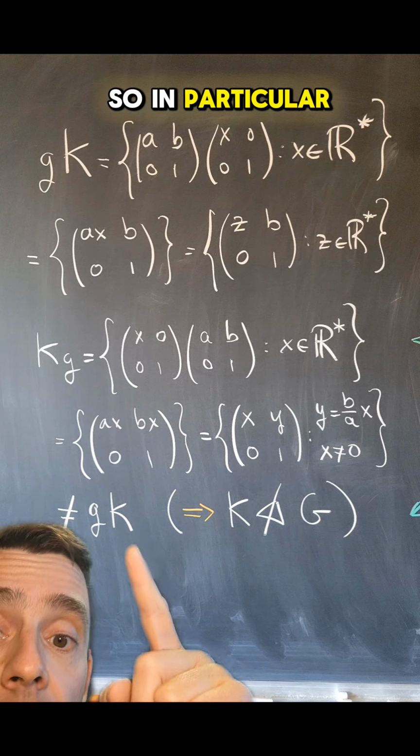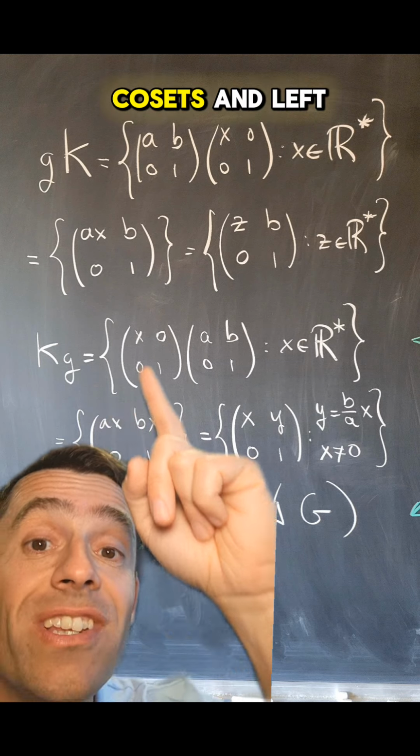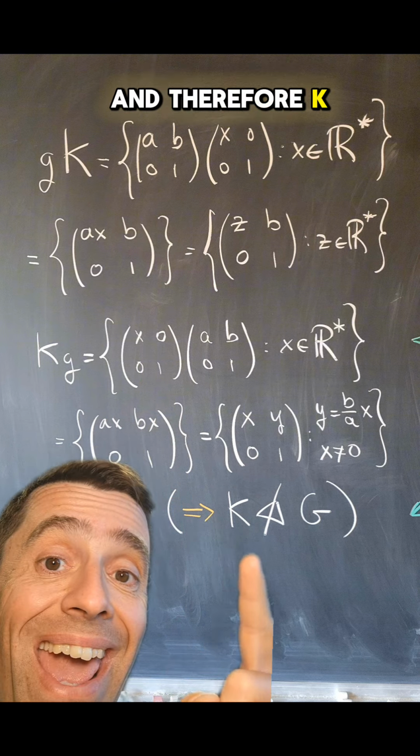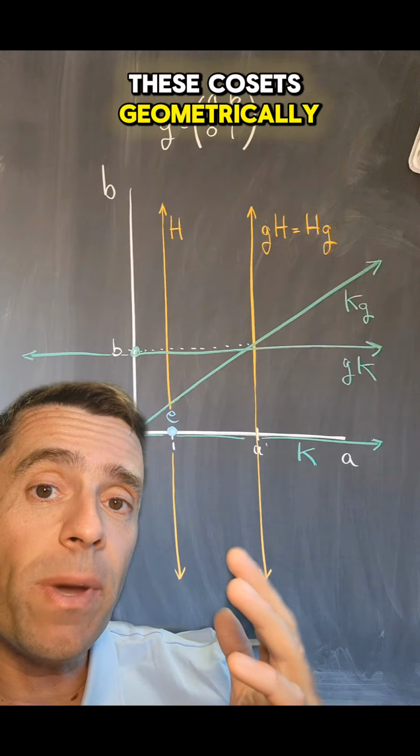So, in particular, this is not GK. So the right cosets and left cosets do not coincide in general, and therefore K is not normal in the affine group. We can interpret these cosets geometrically as follows.